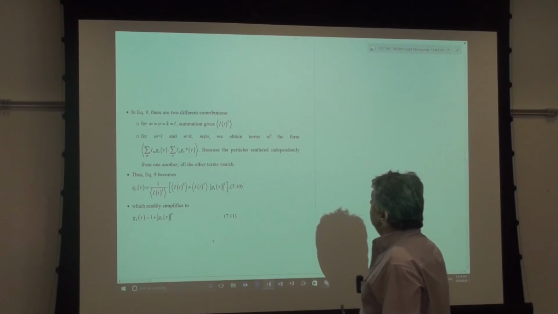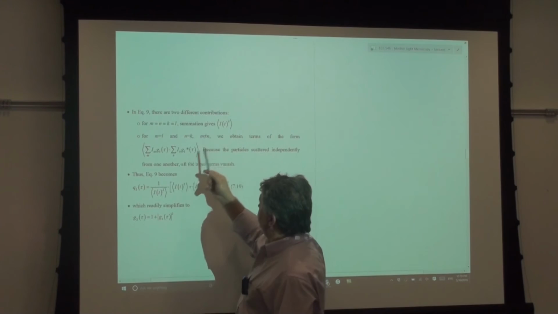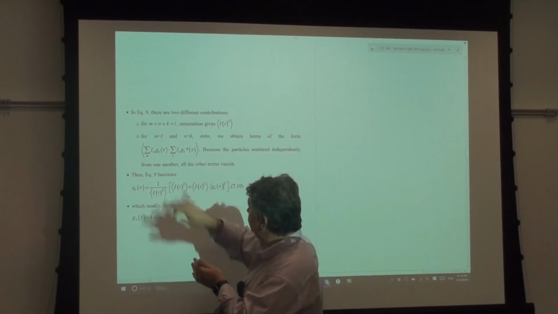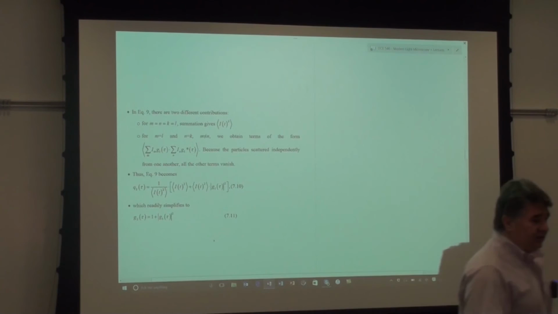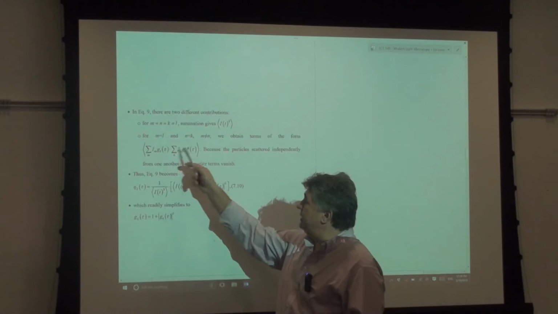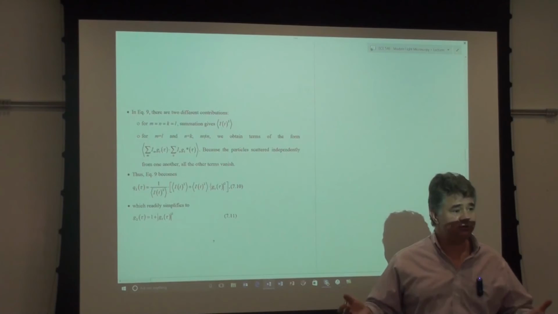If the pairs are the same, they give you summations of field-field correlation functions, right? So each term here gives you an autocorrelation G1, the exact same way we defined it previously. And if the system is stationary, G1 is the same everywhere, right? So the particles are identical, the viscosity is the same everywhere, G1 is the same everywhere.